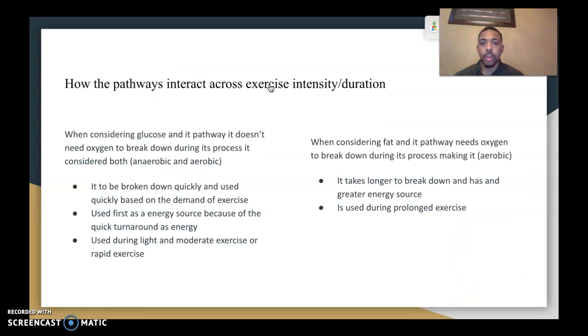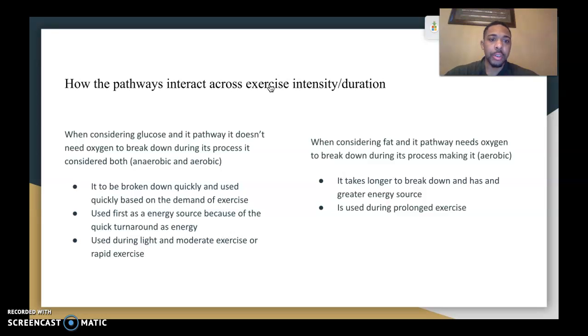So how do these pathways interact across exercise intensity and duration? Well, when considering glucose and its pathway, it doesn't necessarily need oxygen, as we stated, because it can go through the phase 1 process, which is the rapid glycolysis process, which allows your body to use glucose as a quick energy source for rapid exercise movements such as high intensity, or it can go through the aerobic phase and be used during light and moderate exercise to withstand those workouts and those certain exercise demands.